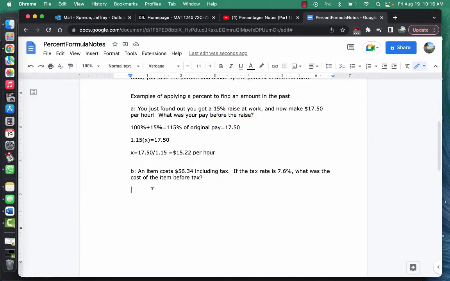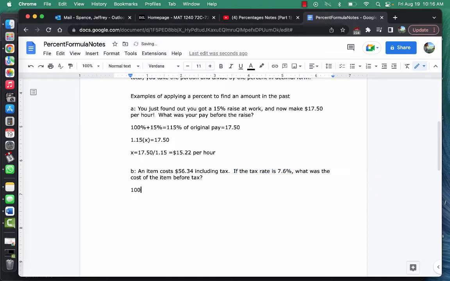But what's different about both of these examples compared to the first video is that the percents are added or subtracted on. A 15% raise is 15% more than what you already made. That's why we had the 115% or 1.15. Tax rate is the same thing. Tax is a percent that's added on to the 100% cost that you already pay.